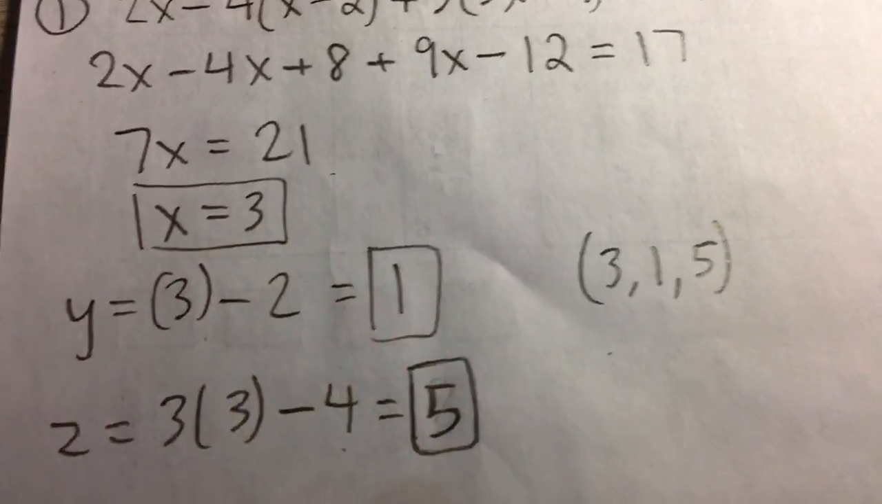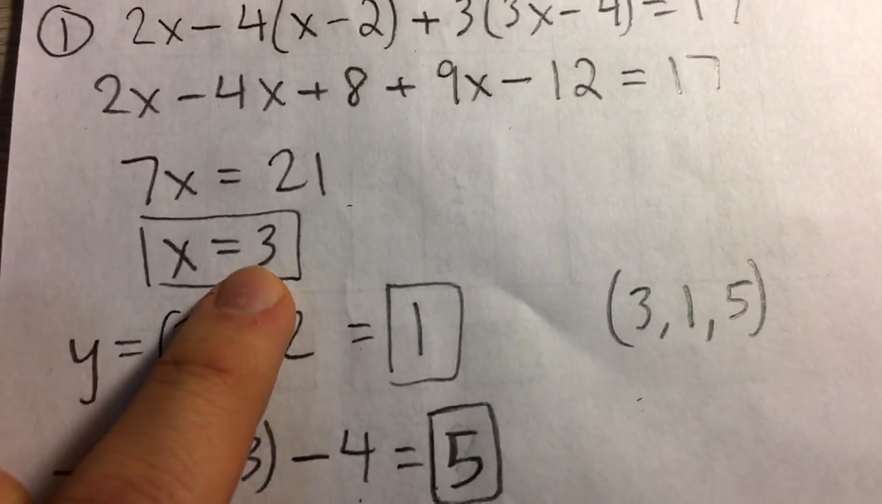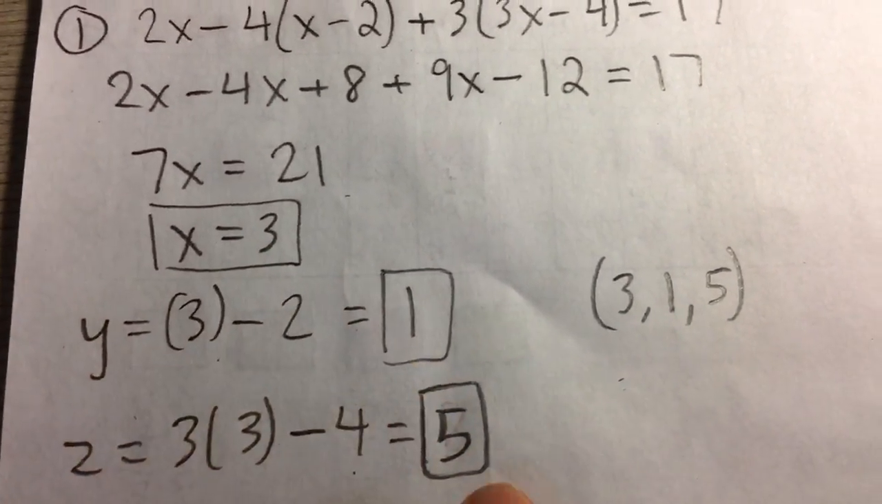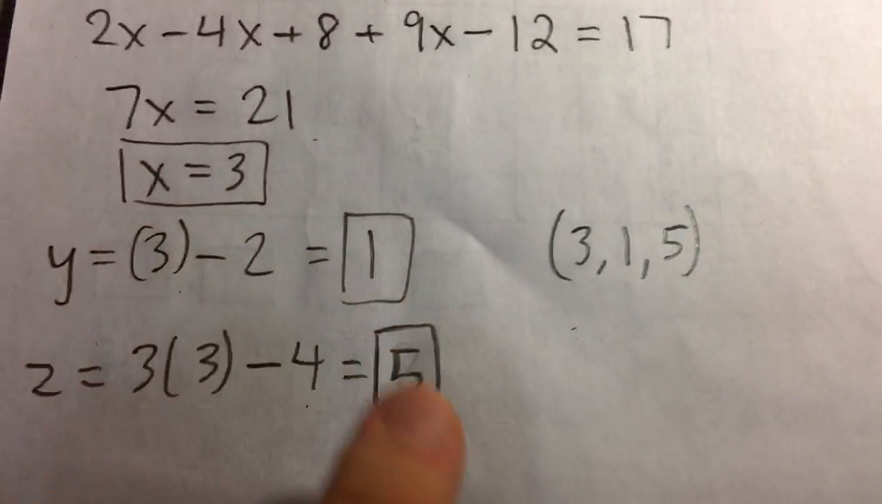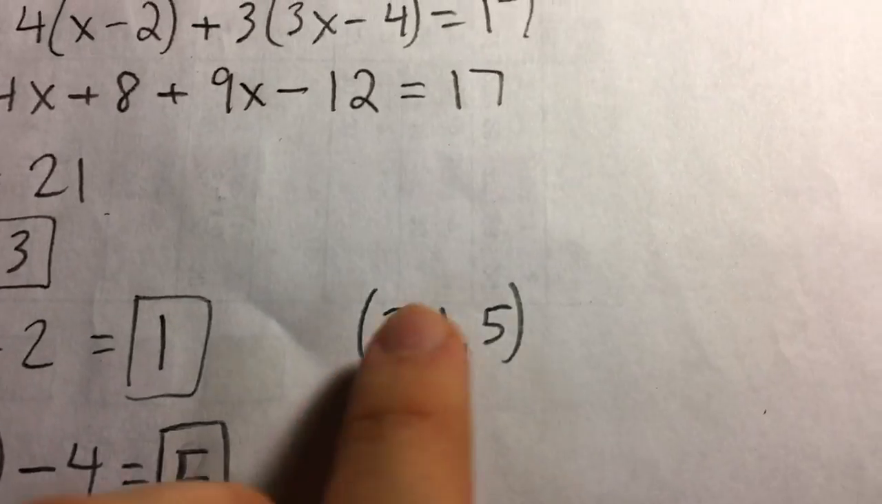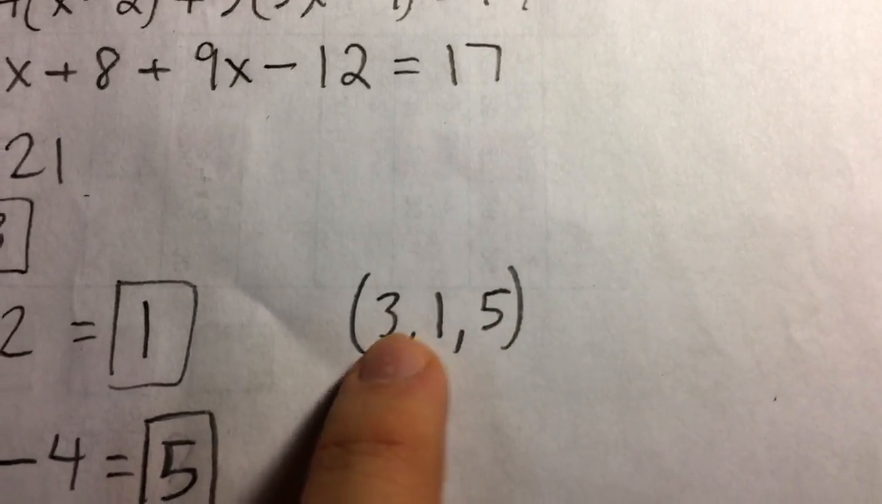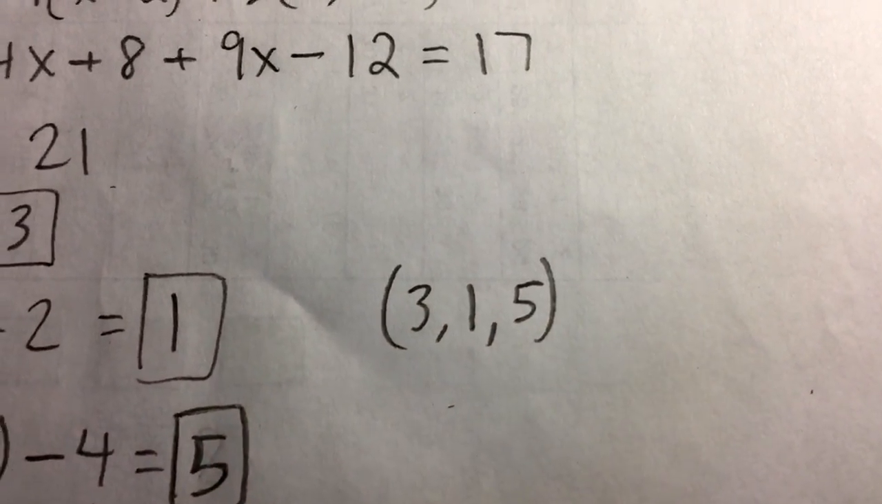And so now this is our solution. x being 3, y being 1, and z being 5. And so sometimes you could just leave it like that, or sometimes the solution is written as a coordinate, where the x coordinate, y coordinate, and z coordinate, like that.